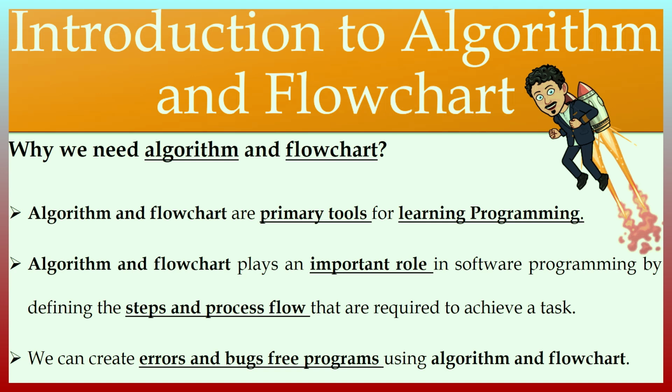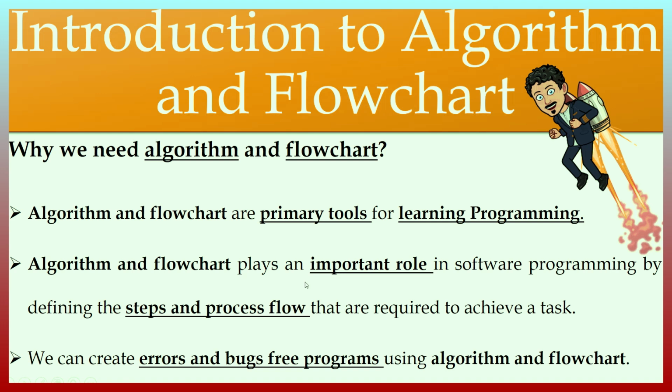When you plot your requirements in steps, it is called an algorithm. And when you convert the steps into a diagram, that is a flow or a process, it's called a flowchart. So algorithm and flowchart play an important role in software programming by defining the steps and the process flow that are required to achieve a task.